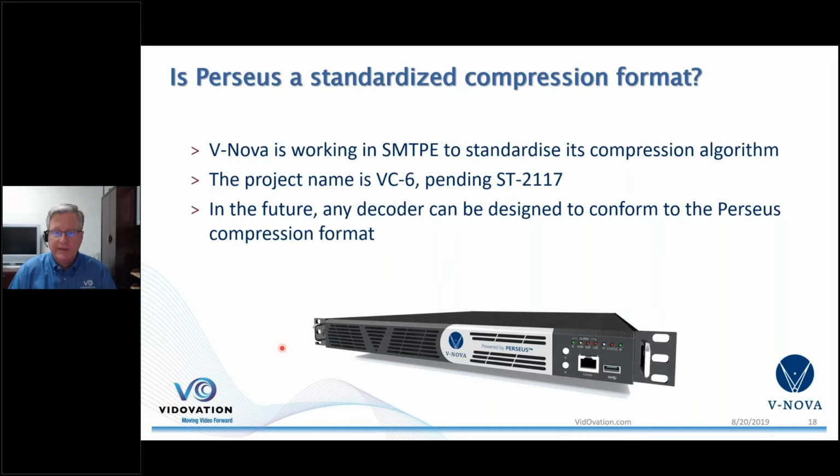So a common question we get is, okay, this is some new standard. What happens if we adopt it and it goes away? One of the common questions we get is, is it a SMPTE standard? And it's in committee right now. The project is named VC-6. The pending designation for the standard is ST 2117. In the future, it's anticipated that you'll be able to buy off-the-shelf decoders that conform to the Perseus compression standard once it becomes standardized and ratified by SMPTE.